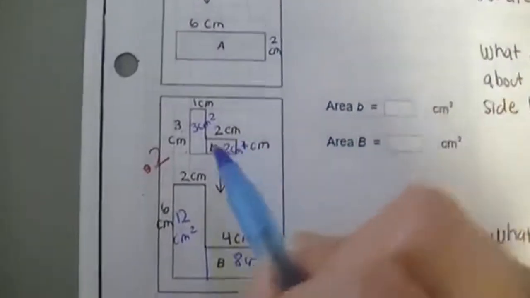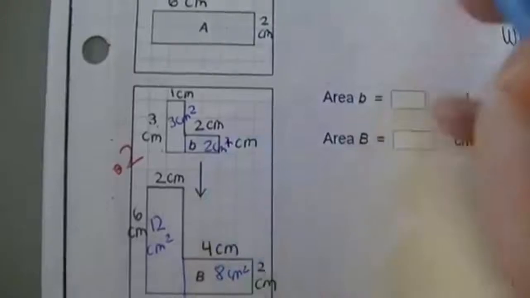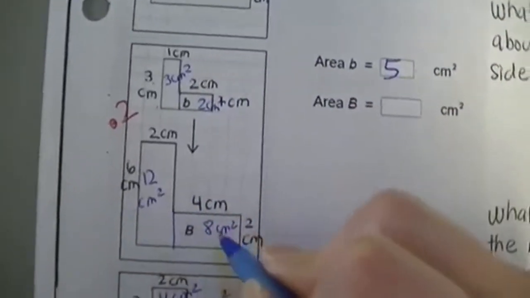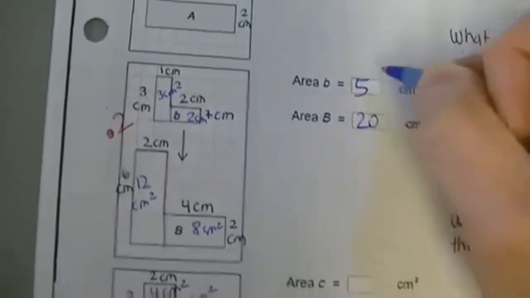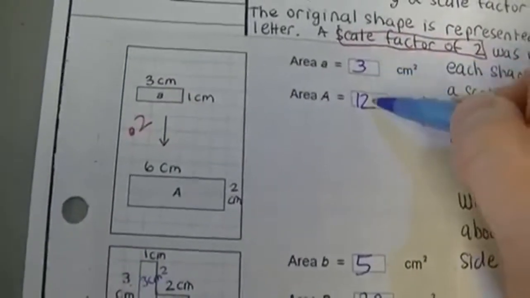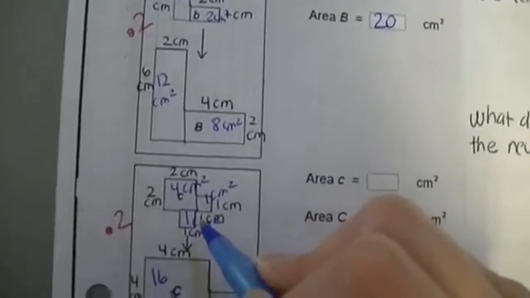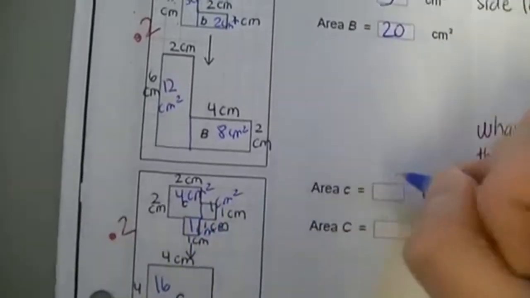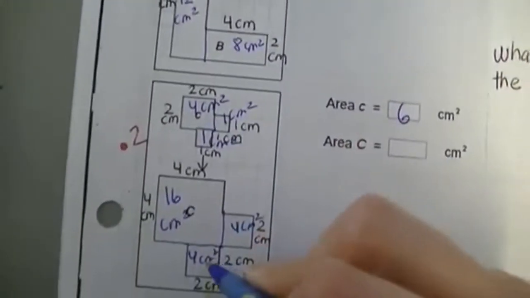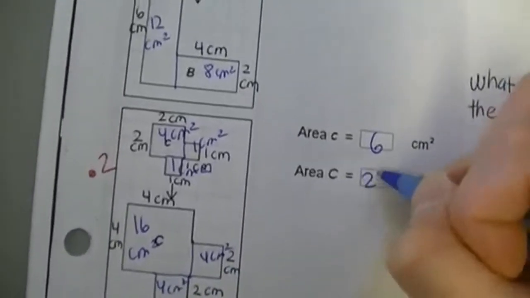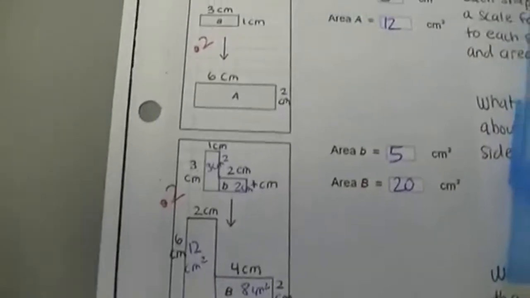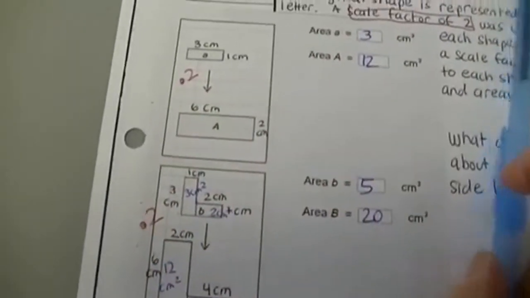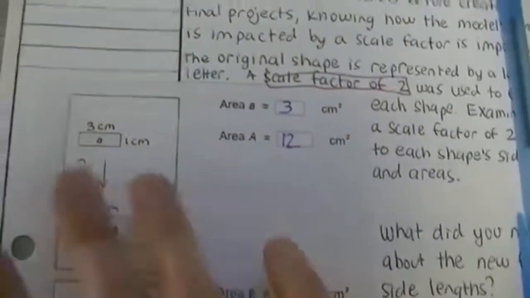Okay, so let's see how the area was impacted. The area for here went from, let's see, 3 plus 2 is 5, 12 plus 8 is 20. Oh, it went from 5 to 20, the area. This area went from 3 to 4. This area is going to go from 6 centimeters squared to 24 centimeters squared. Okay, so with the side lengths, we just multiplied everything by 2 to get the new side lengths when we had a scale factor of 2.